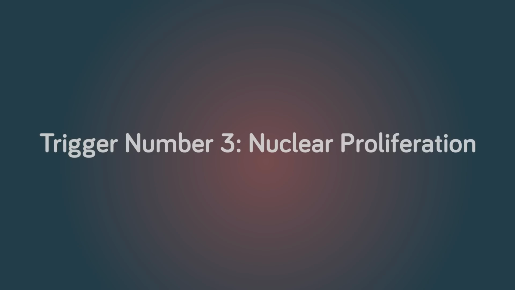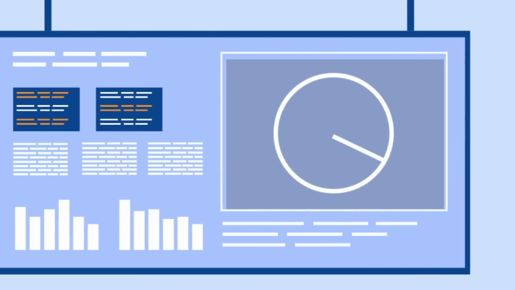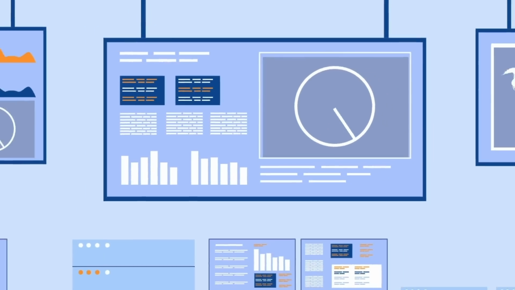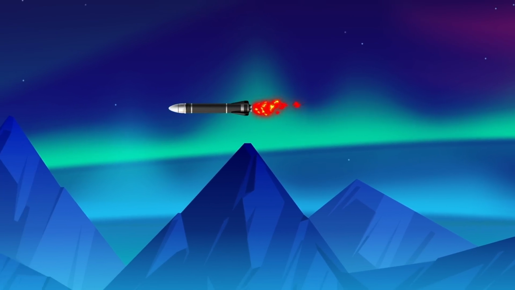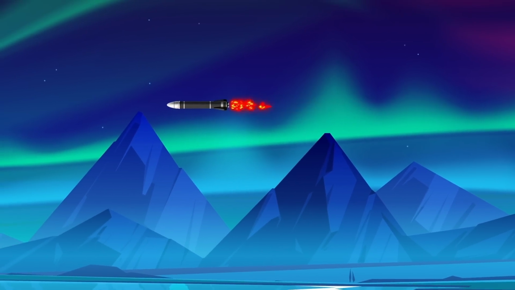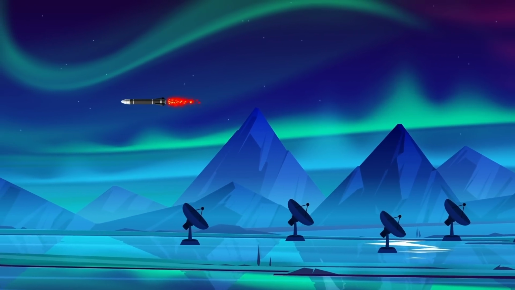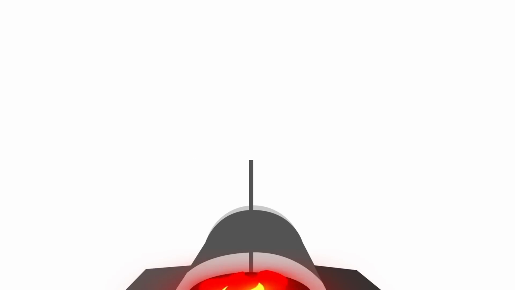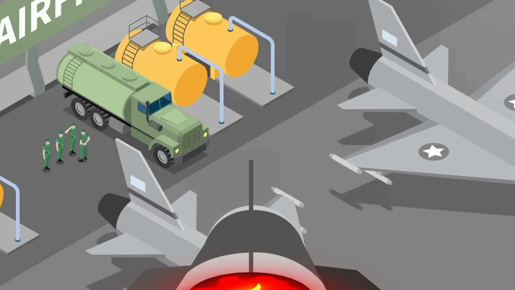Trigger number 3. Nuclear proliferation. With everything that's going on in the world, most of the talk around nuclear weapons has to do with their use in turning the tide of a regional conflict or ending the world. However, there's a much bigger problem that we should be concerned about, one that could directly lead to World War III. Nuclear proliferation is the spread of nuclear weapons technology, or fissile material to countries that do not already possess them. In 1970, the Treaty on the Non-Proliferation of Nuclear Weapons was first enforced.